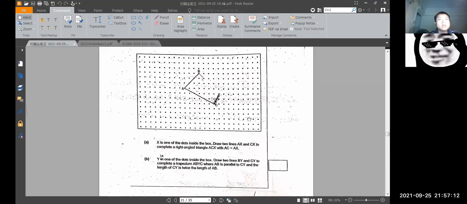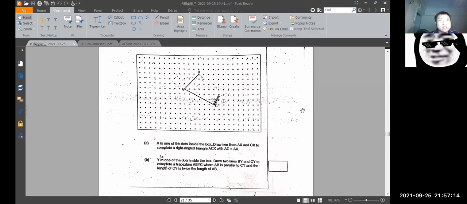Let me see. It says draw two lines AX and CX to complete a right angle triangle ACX. AC equals AX. Okay, quite okay. AC equals AX. Okay, good.